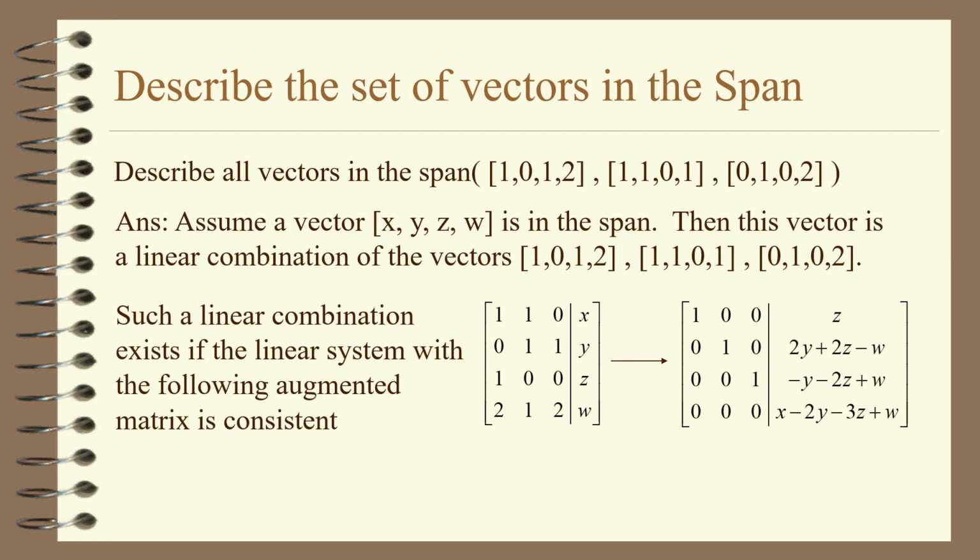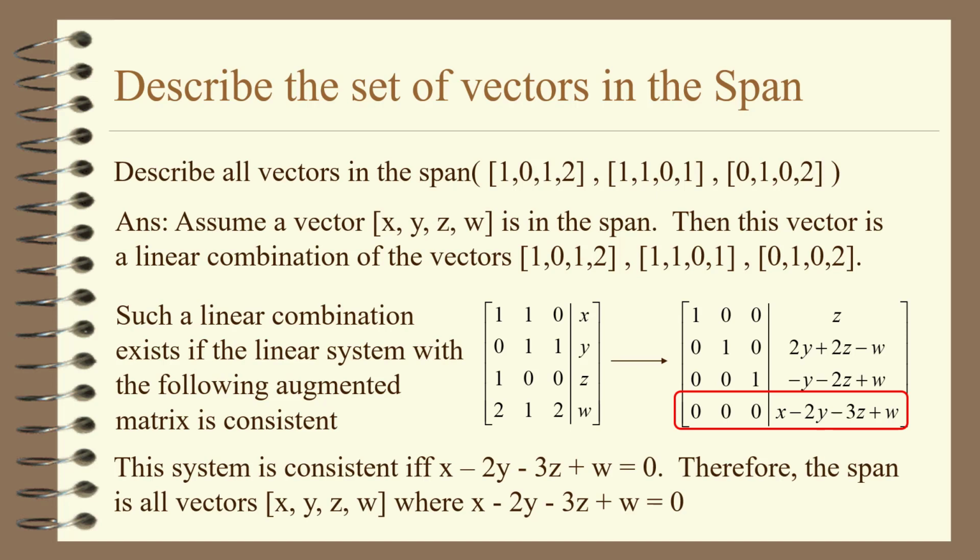So let's see. We know that this system has to be consistent because the vector x, y, z is in the span. Well, the only way that's true is if there can't be a leading entry in the constant column. That means that one equation, x minus 2y minus 3z plus w, can't be a non-zero number. It's got to be 0. If it's not 0, there will be a leading entry there. So the system is consistent if this equation, x minus 2y minus 3z plus w, is 0. Therefore, the span is the set of all vectors where that equation is true. That's it. That's how that problem is done.